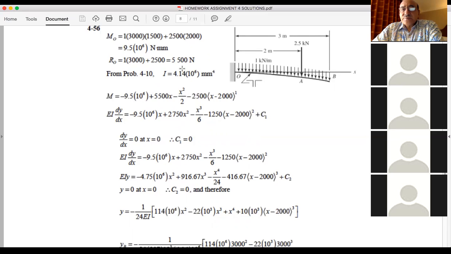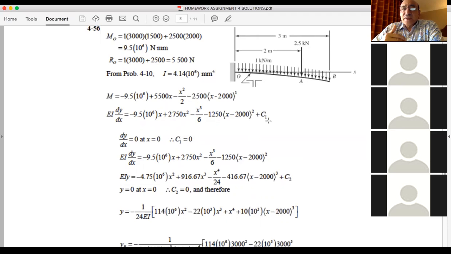And then we have the moment due to the distributed load and the moment due to the concentrated force that is put at 2000. So it's at (x - 2000)^1, because it's kind of a linear function. And once we have the moment equation, we do one integration to get one constant, C1.